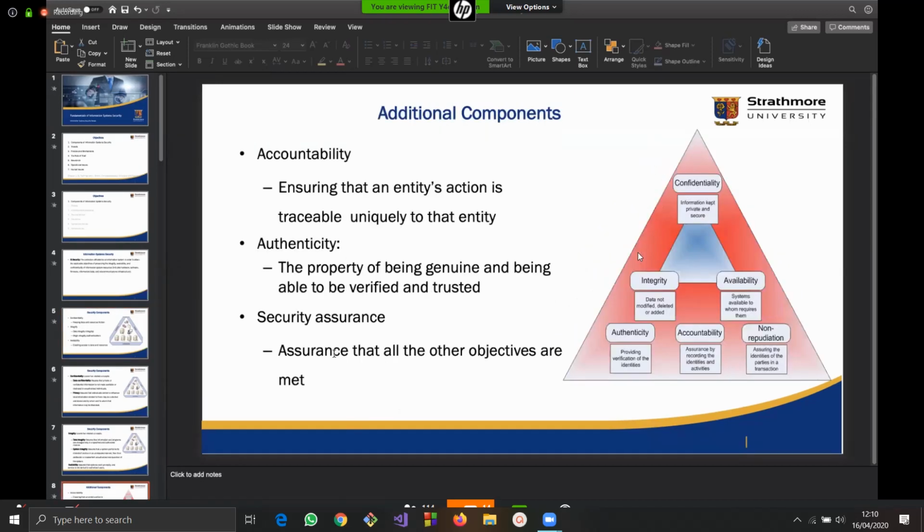So there are different frameworks for security, and different frameworks consider other additional components. We have authenticity, we have accountability, we have assurance, we have non-repudiation, we have multiple other components. All of these will revolve around the other three. They will have elements of the other three components that we've mentioned.